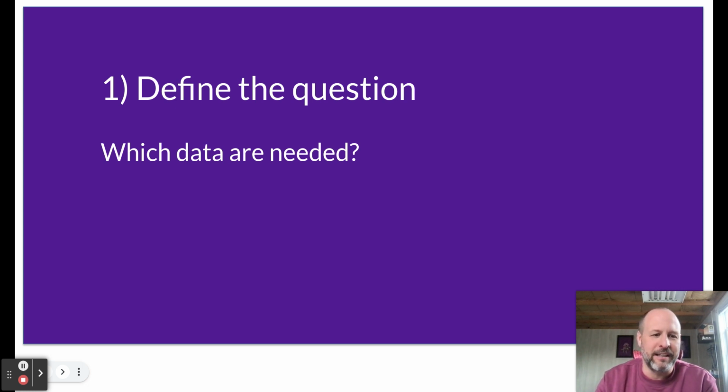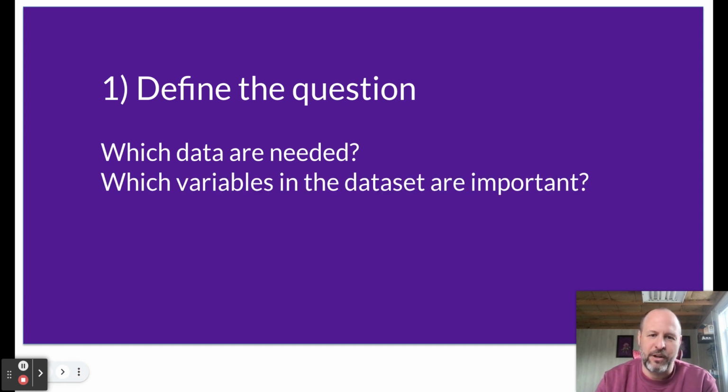Not every data set can answer every question that you have. So you really need to think about which data are needed to answer the specific question you have, which variables in the data set are important. This is also the point where you might say, we have data collected, maybe 200 observations on 12 different variables. But for this question, maybe only 3 or 4 or 2 of those variables are relevant. This is what you want to go through as you're setting up your analysis, deciding which variables are needed to answer your question.